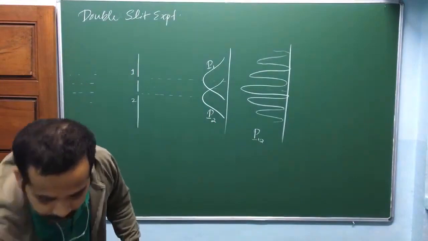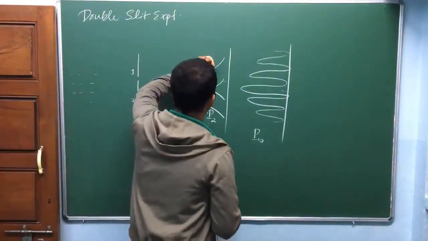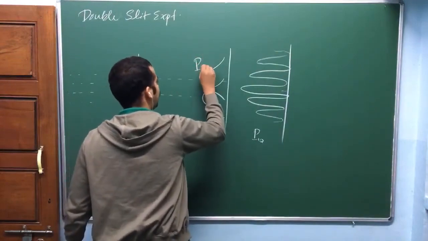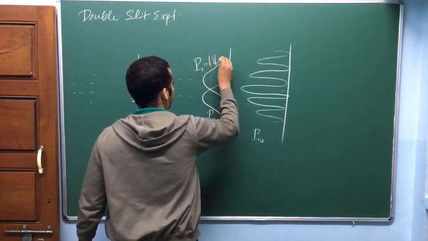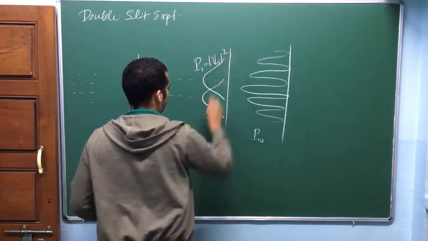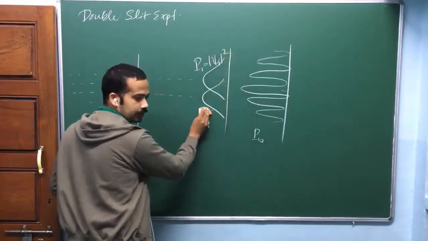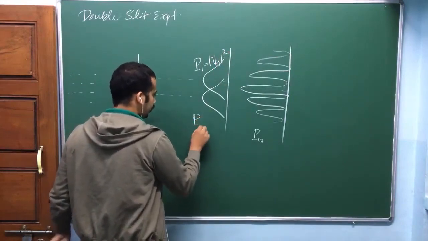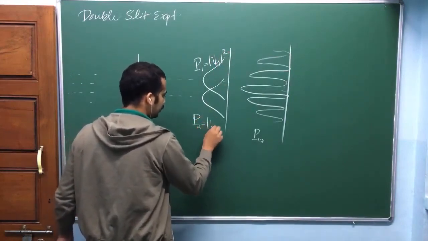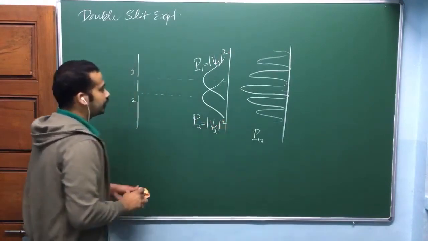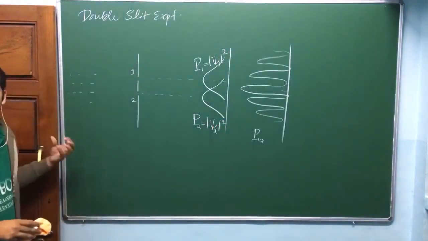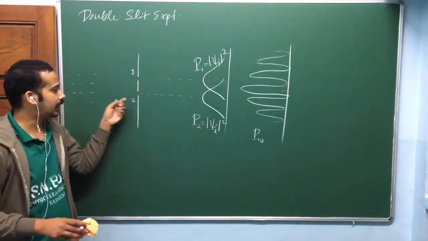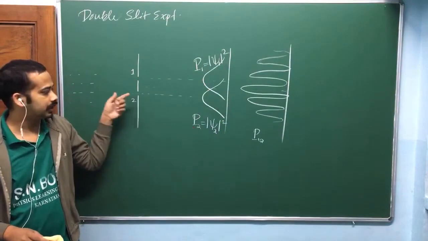P2, isn't it? Prior to this probability, we need to define a more fundamental quantity. We call that one probability amplitude. Psi 1 mod square, so prior to this P1, and psi 2 mod square, prior to P2. Psi 1 is the translational state of the particle which is passing through slit 1. Psi 2 is the translational state of the particle which is passing through slit 2.